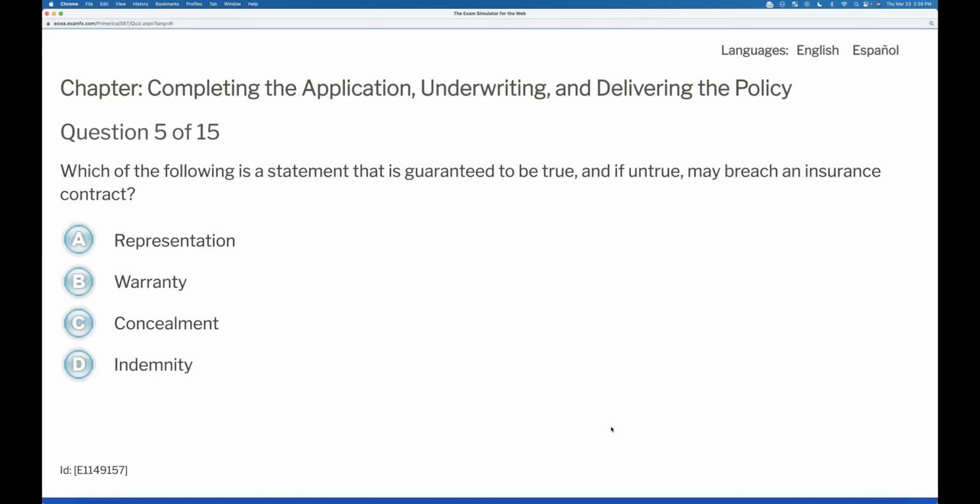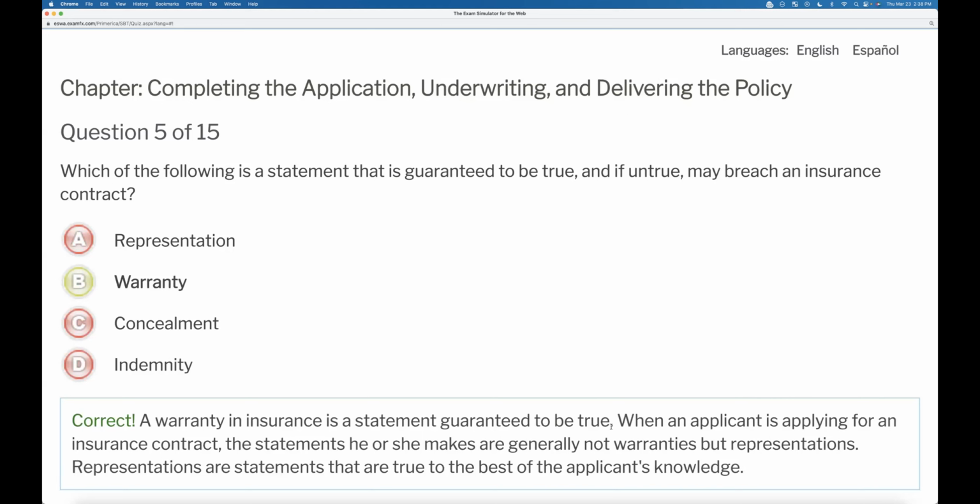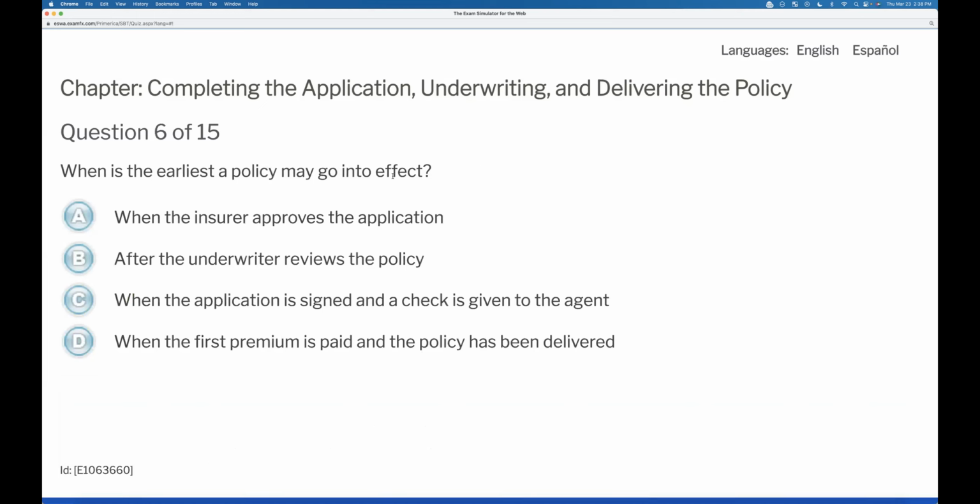Which of the following is a statement that is guaranteed to be true? Warranty. Yes, guaranteed to be true, warranty. When is the earliest a policy may go into effect? We got this before too.